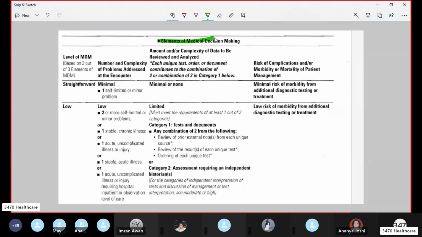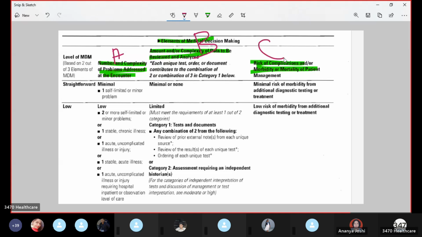So I said there are 3 elements. One is the number and complexity of problems addressed, the A table. Then the amount or complexity of data to be reviewed, which is the B table. Then the third table is risk. We have these 3 tables, and on the basis of these 3 tables we have to select.